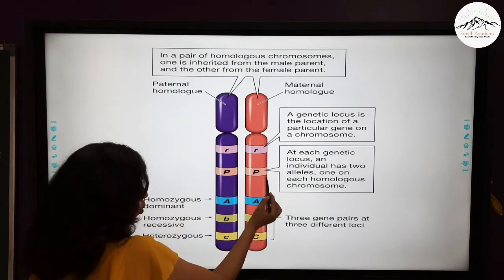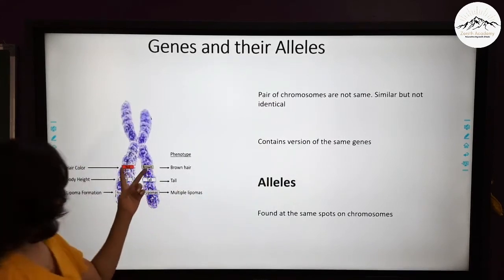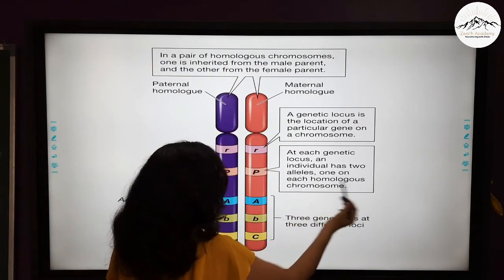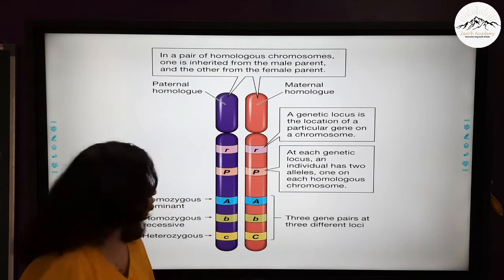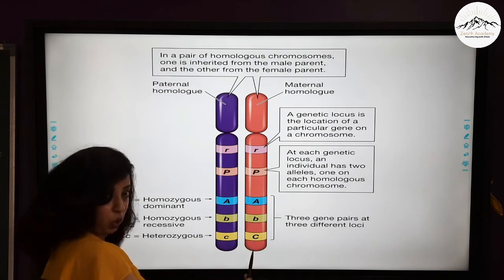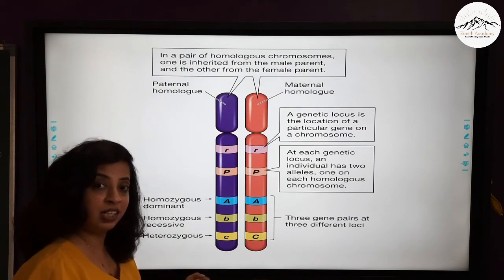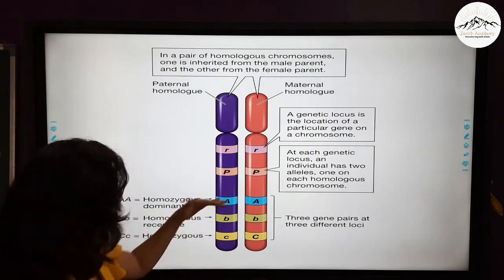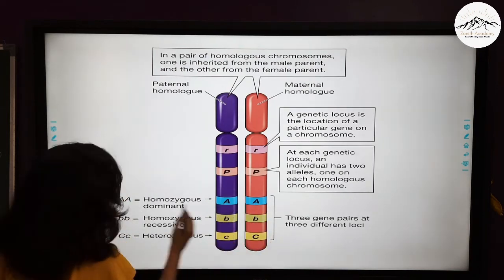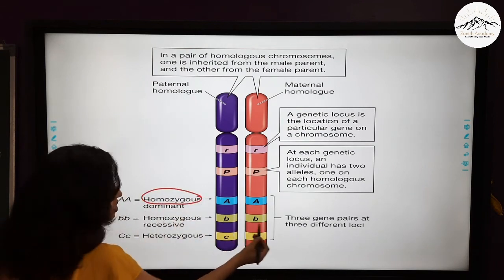Now at each genetic locus, an individual has two alleles. We saw in the previous diagram that at each position there are two alleles, one on each homologous chromosome. Now you can see here I have shown three gene pairs at three different genetic loci. Here you can see two capital A's. Capital in genetics denotes dominant. I will tell you what dominant and recessive is later on. Here you can see these are the same type of alleles, so that is why it is known as homozygous. Now here you can see again both are the same type of alleles.